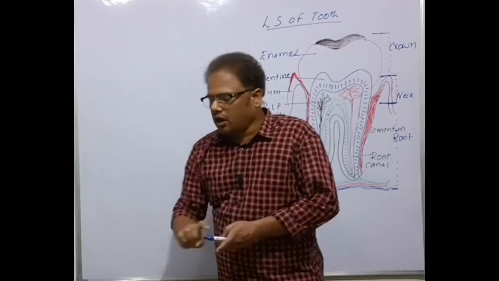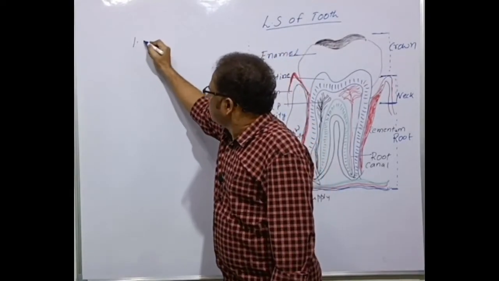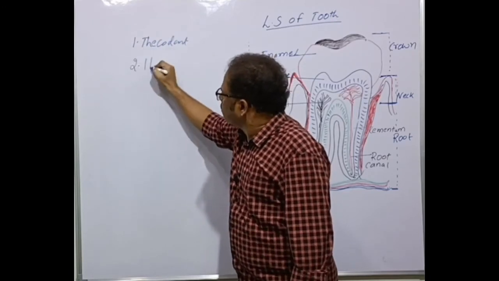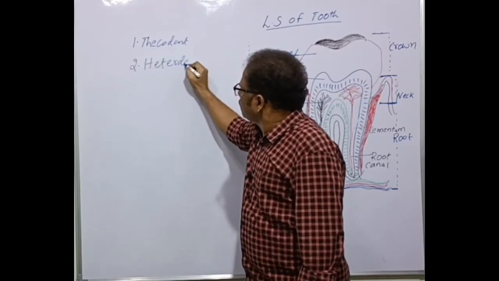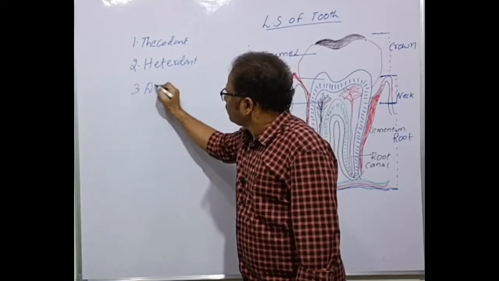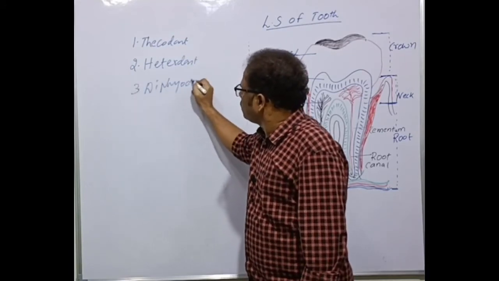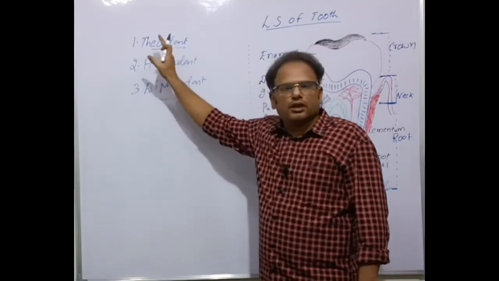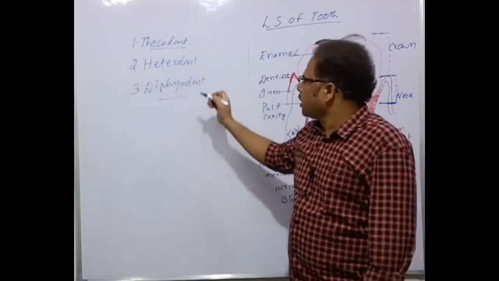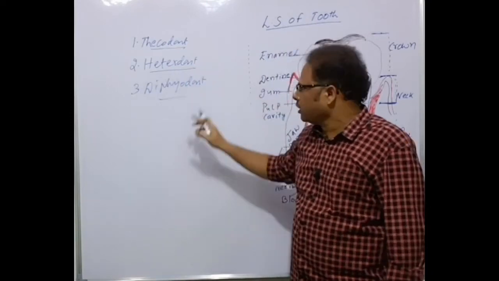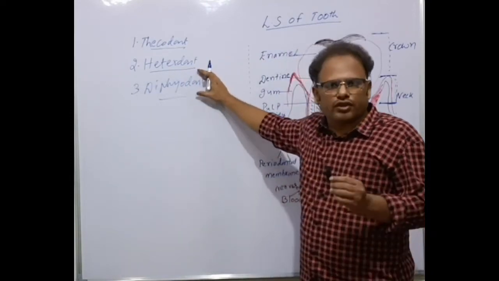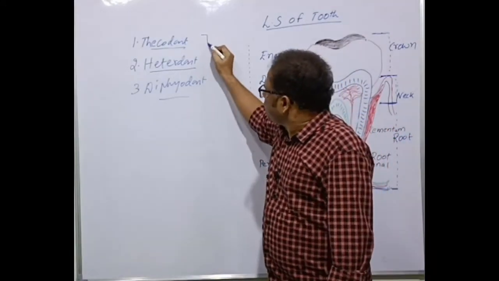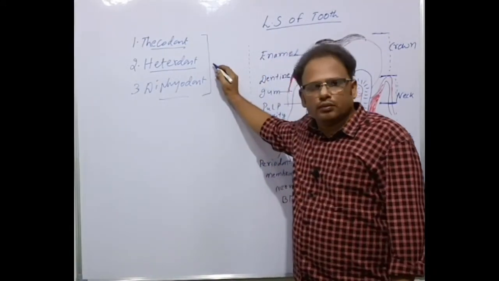So dentition of the mammals is described as thecodont, heterodont, and diphyodont. Thecodont dentition means present in the theca, the alveolar sockets. Heterodont, 4 different types of teeth are there, and diphyodont, 2 sets of teeth are there. One is milk teeth, the other is permanent teeth. This is the dentition present in the mammals, including the human beings.